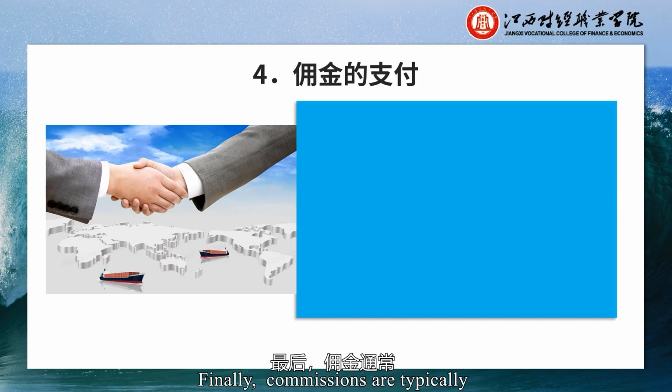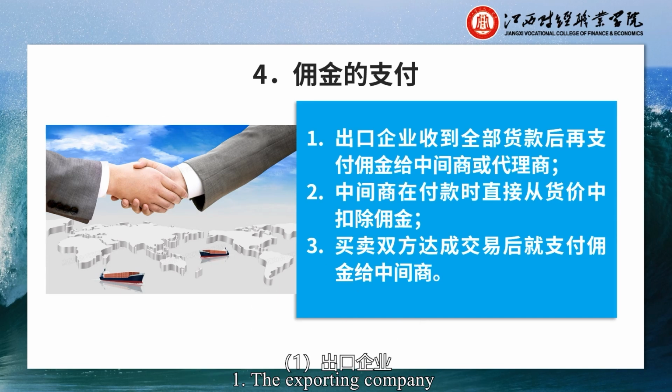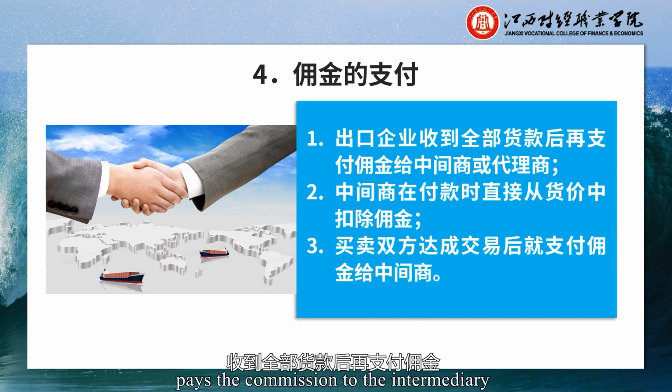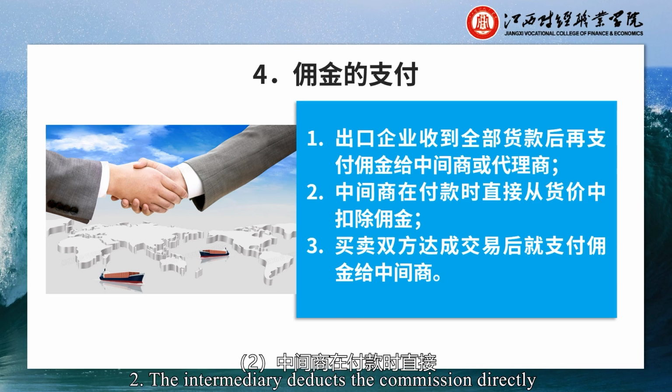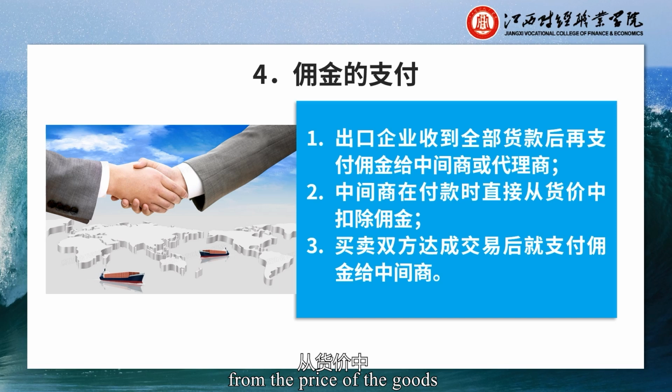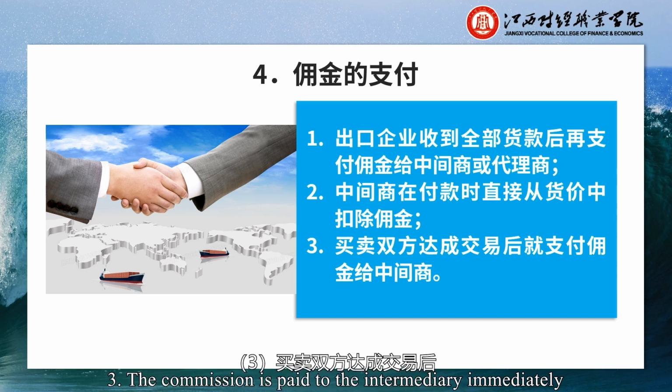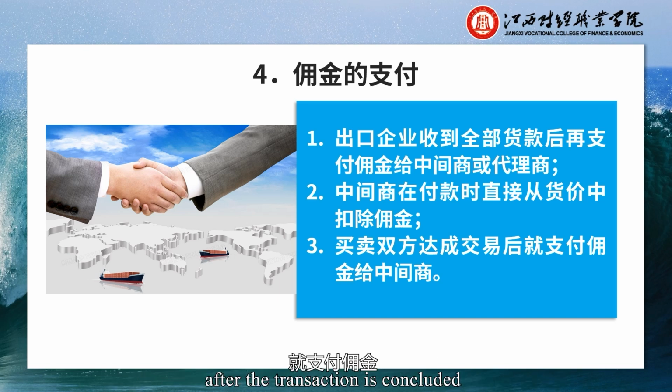Finally, commissions are typically paid in one of the following three ways. First, the exporting company pays the commission to the intermediary or agent after receiving the full payment for the goods. Second, the intermediary deducts the commission directly from the price of the goods when making the payment. Third, the commission is paid to the intermediary immediately after the transaction is concluded between the buyer and the seller.